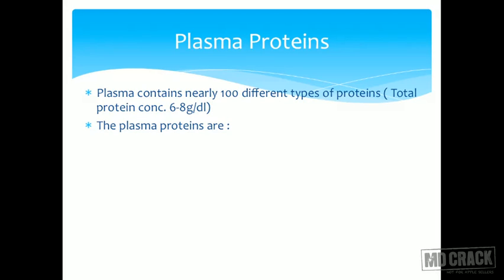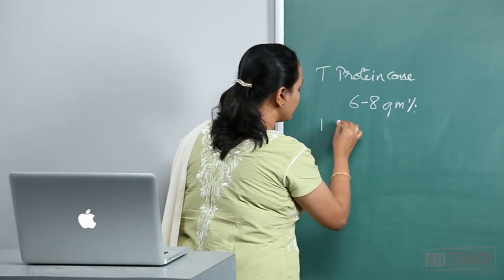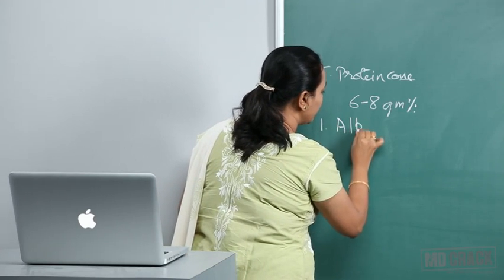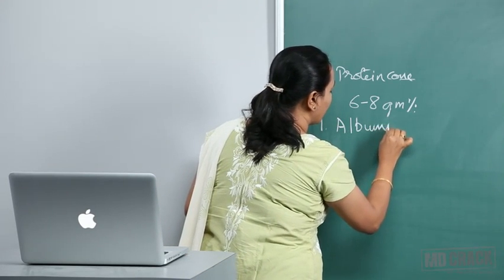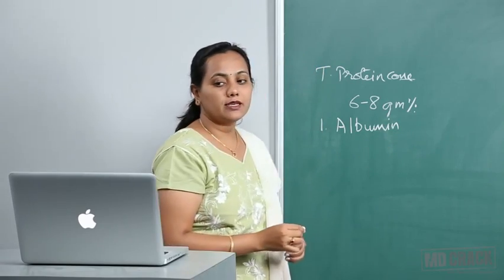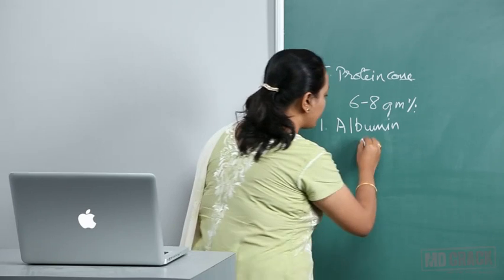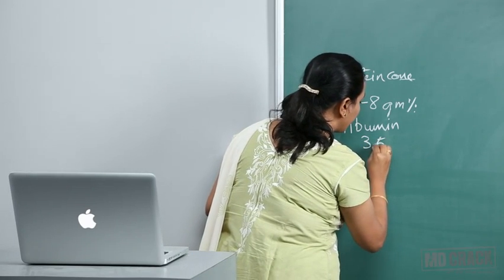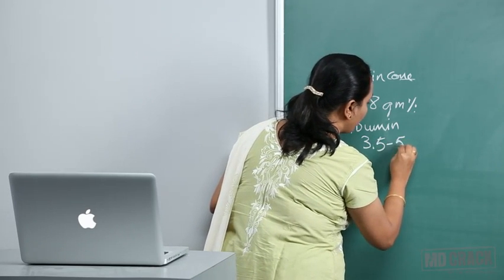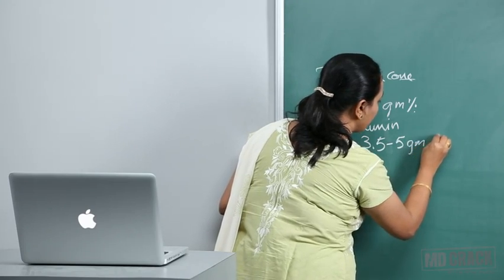Now, when we subject the total plasma proteins to different techniques by which we can separate out the different proteins, we have three major classes that are produced. That is albumin, and its concentration is, you must be knowing by now, 3.5 to 5 gram percentage. Again, I keep on repeating, 3.5 to 5 gram percentage.